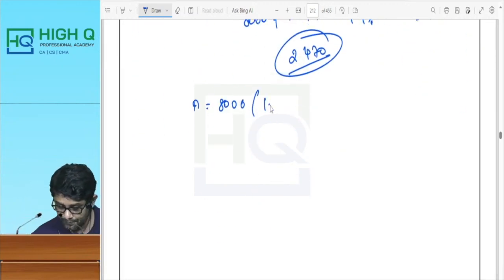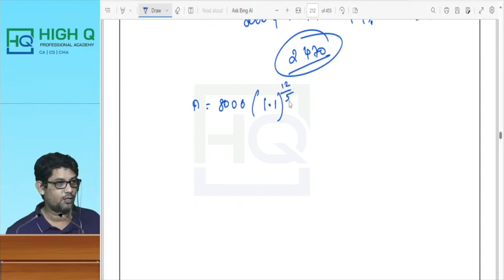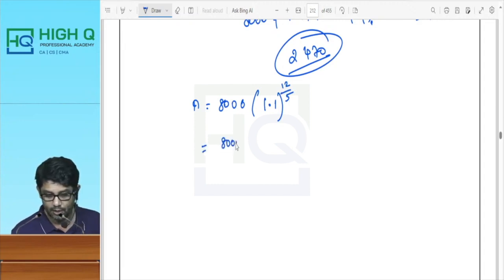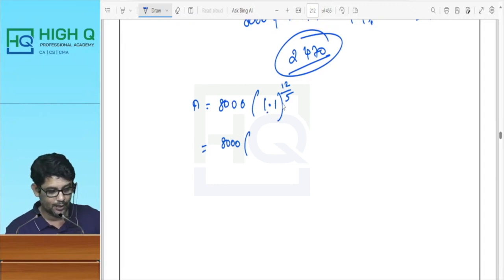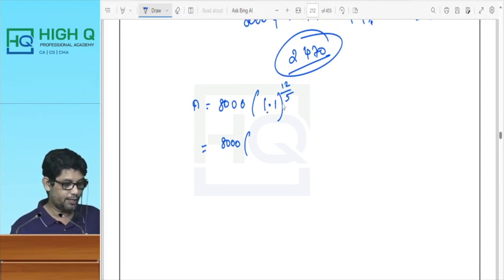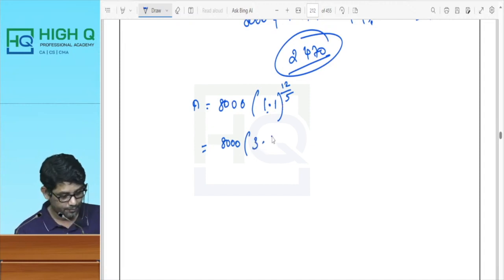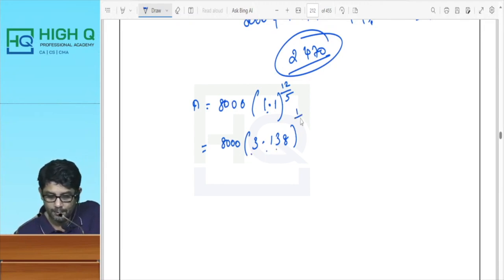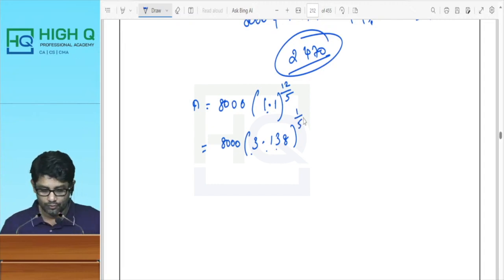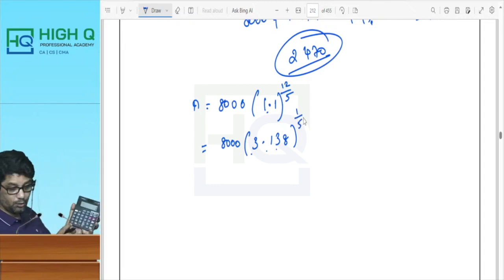1.1 whole power 12 by 5. Am I right, my dear? Is this what you are going to find out? 1.1 the whole power 12 by 5. First, let me find out 8,000 into 1.1 whole power 12. 1.1 into equal to. I am getting 3.138. Yes, you are right. 3.138 whole power 1 by 5. I think you know how to find out the fifth root of 3.138. How to do it?